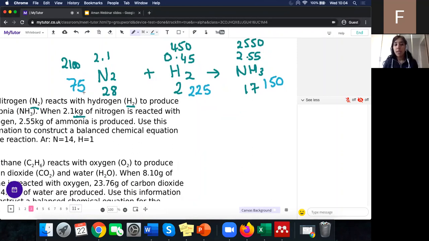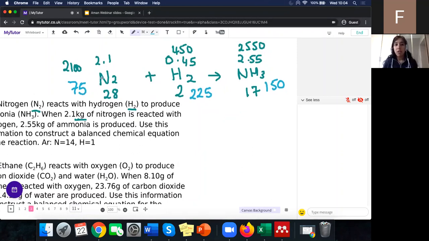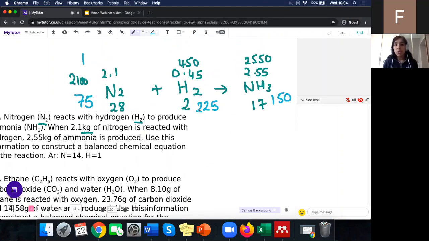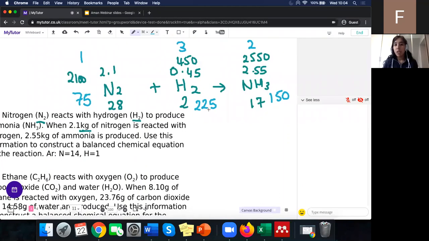Again, let's see our ratio. The smallest number is 75, so nitrogen is 1. 225 divided by 75 is 3, and 150 divided by 75 is 2. So we've got our ratio there. That means 1 nitrogen and 3 hydrogens form 2 ammonias, and we can check that. There are 2 nitrogens on the reactant side, 2 on the product side, 6 hydrogens, and 2 times 3, 6 hydrogens on the product side. So that is a fully balanced equation. Well done to everyone that gave me answers.